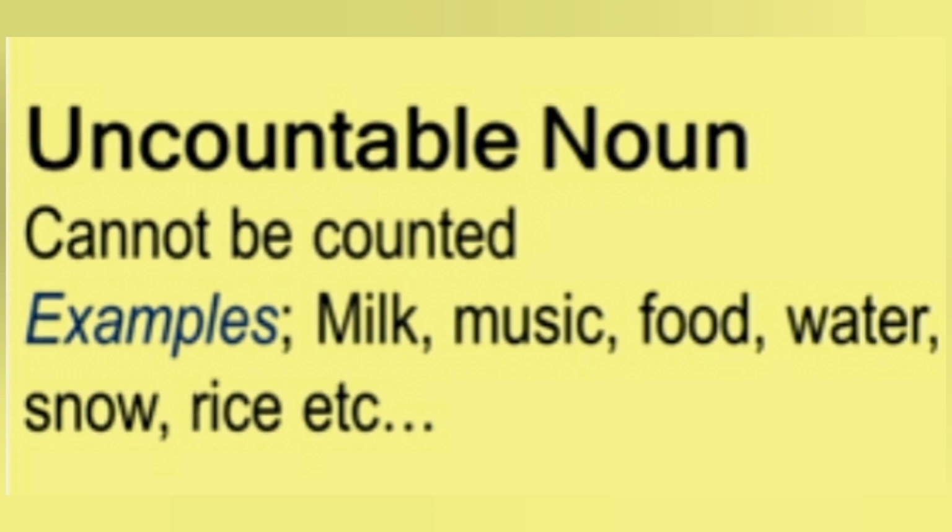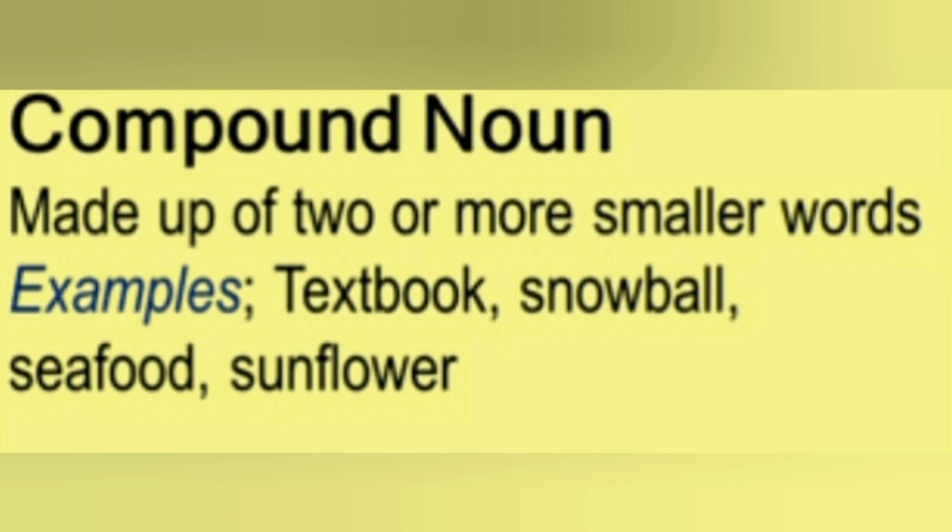Now, take 2 steps with me and let's go over to compound nouns. Compound nouns are made up of 2 or more smaller words. Example: textbook, snowball, seafood, sunflower. These words are 2 separate words that can stand by themselves, but they come together to make one word. Thus, they are called compound nouns.